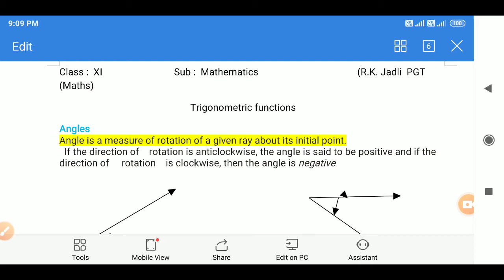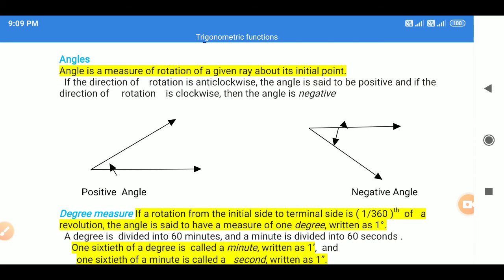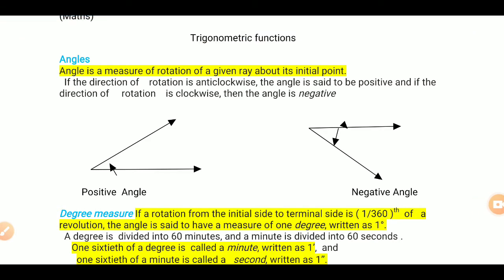If the direction of rotation is anticlockwise, the angle is said to be positive, and if the direction of rotation is clockwise, the angle is said to be negative. According to this figure, the first figure is a positive angle, the second figure is a negative angle.